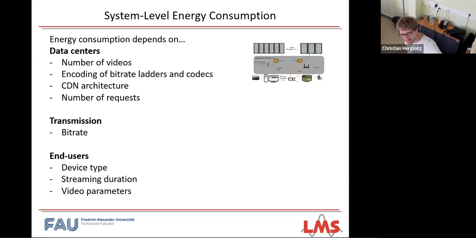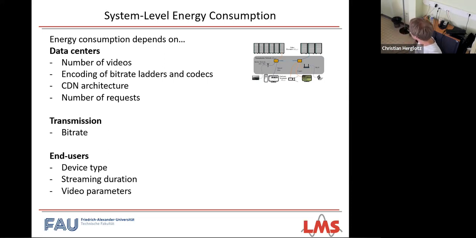If we look at the data centers, then of course it makes a difference how many videos we have and provide. The more video Netflix will provide, the more videos will have to be transcoded to different representations, bitrate ladders, whatever you would like. We have the encodings. We need to store them somewhere, sometimes only one or two copies, sometimes many, many copies all over the world.